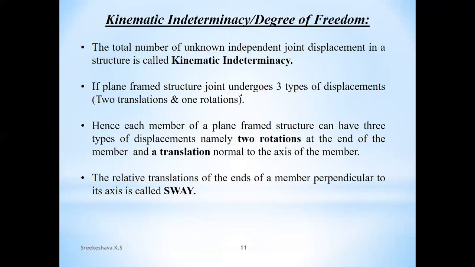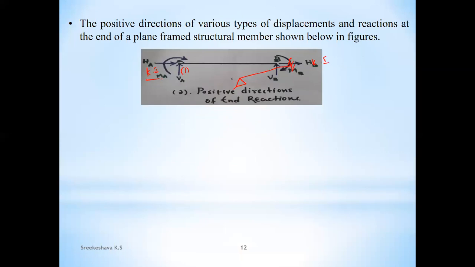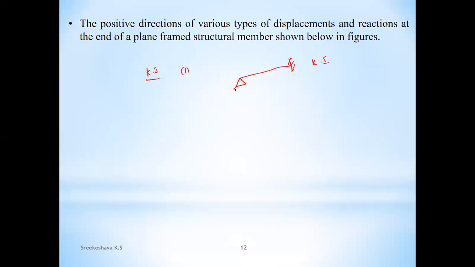Kinematic indeterminacy is very easy. You don't go with any equation for kinematic indeterminacy. I will take one example and determine the kinematic indeterminacy. At each joint, what is the possible displacement? Two translations and one rotation.